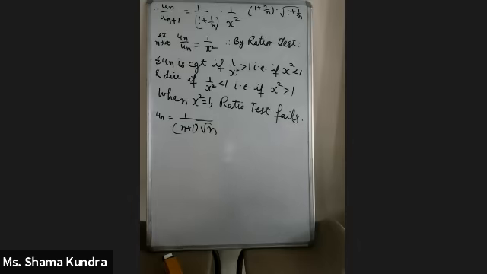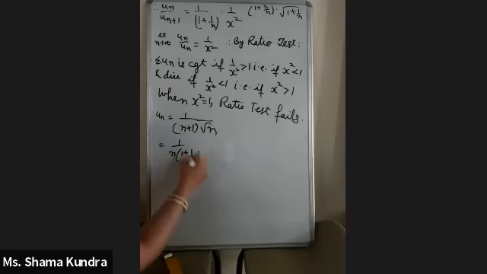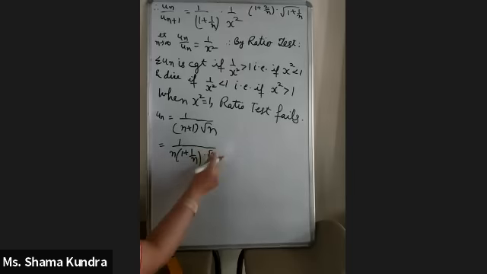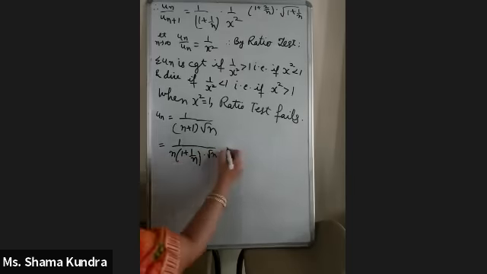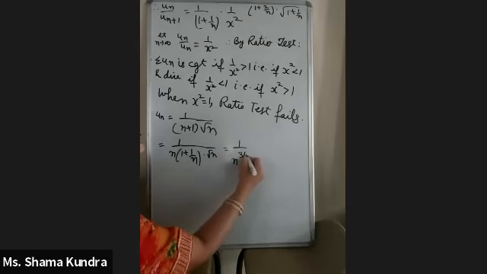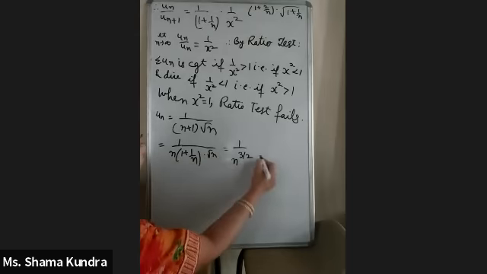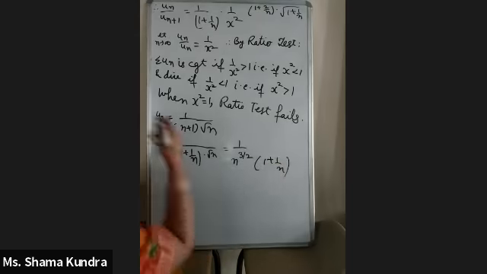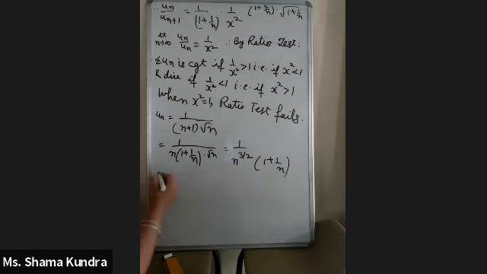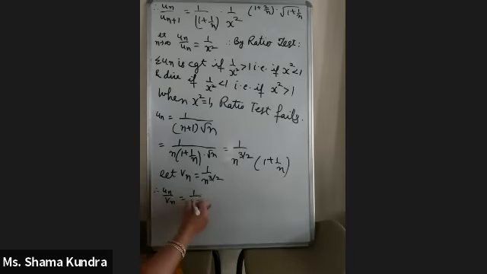Taking higher power of n common, basis same, powers are added. 1 plus 1 by 2 is 3 by 2. Let Vn is 1 over n raised to power 3 by 2. Therefore, un over vn will be 1 over 1 plus 1 by n.